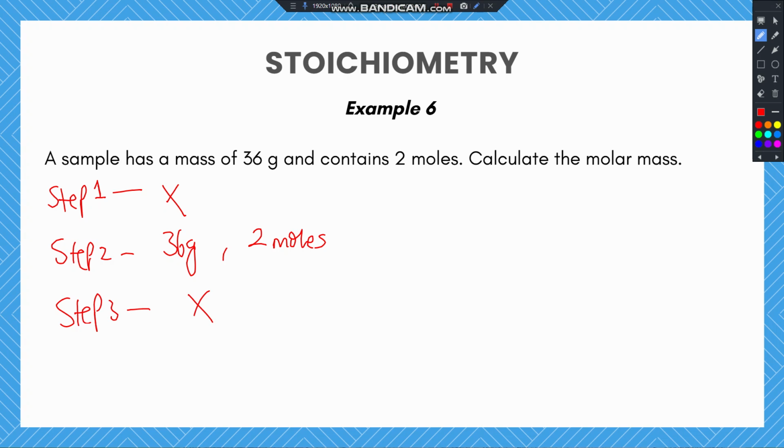Okay, we don't have the molar mass, I beg your pardon. Calculate the molar mass. That's what we're asked to do. So how do we calculate the molar mass? Let's write out the formula. We have n is equal to m divided by M.